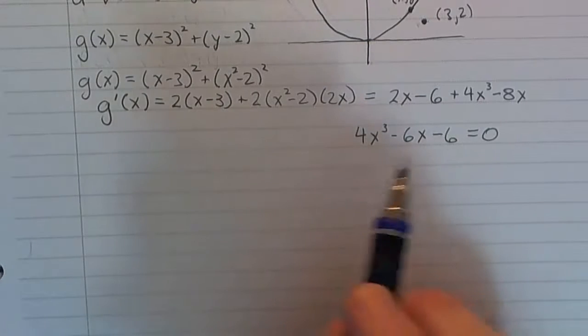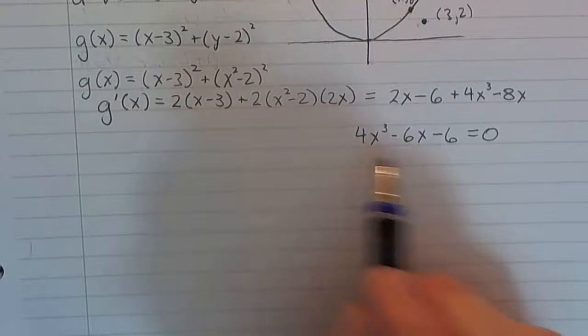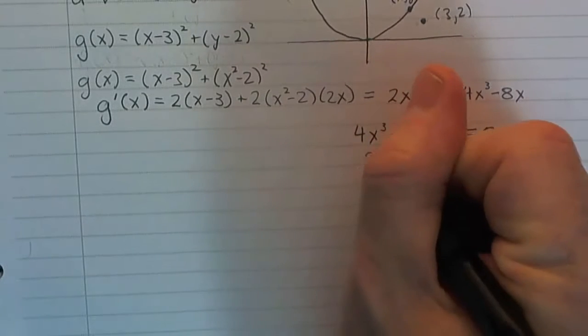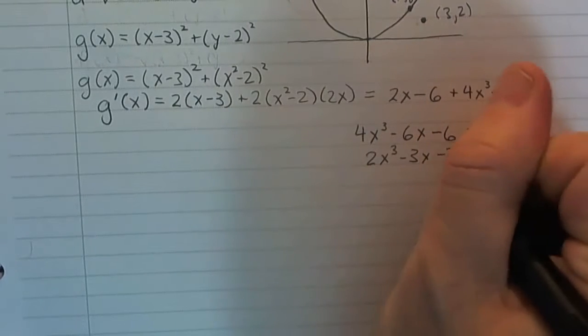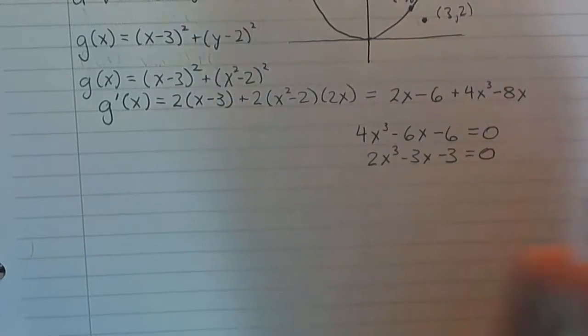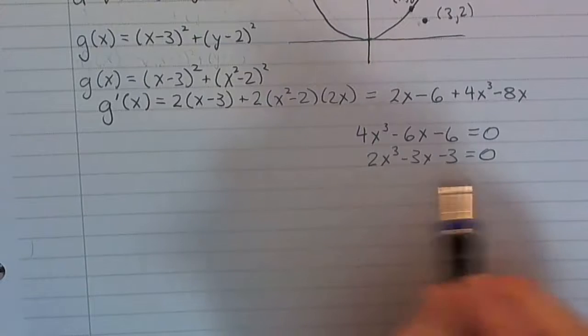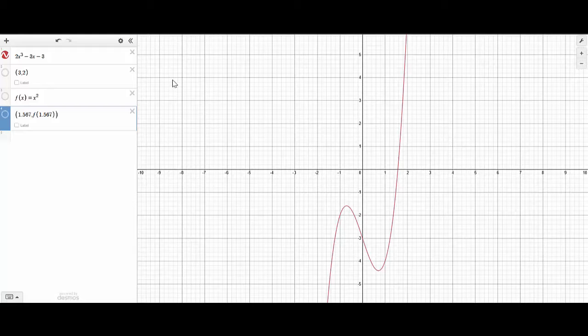But look, I've got a 2 in here. I might as well divide that out. So I've got 2x cubed minus 3x minus 3 equals 0. So we've got to figure out how to solve that. That one gives us fits if we try to solve it algebraically. So we revert to a graphing method.